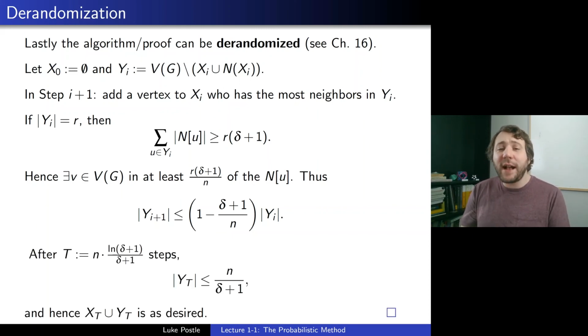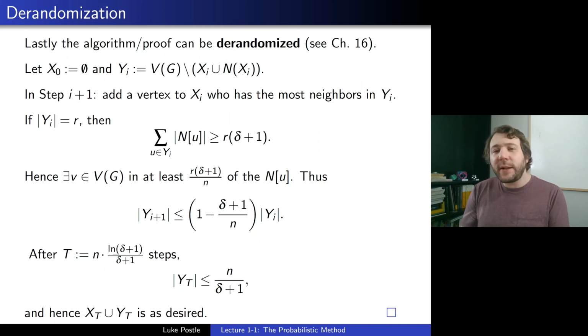And then if you run this algorithm for capital T steps, where T is n times log(delta plus 1) over (delta plus 1), you'll find, with just some easy upper bounds, that this gives you an upper bound of n over (delta plus 1) for |yT|. And what is the size of xT? It's, of course, T, which is n log(delta plus 1) over (delta plus 1), and hence xT union yT is as desired. So you see, we ended up with xT being roughly np, roughly what it should have been in expectation, and yT indeed being smaller, but here we de-randomized it.